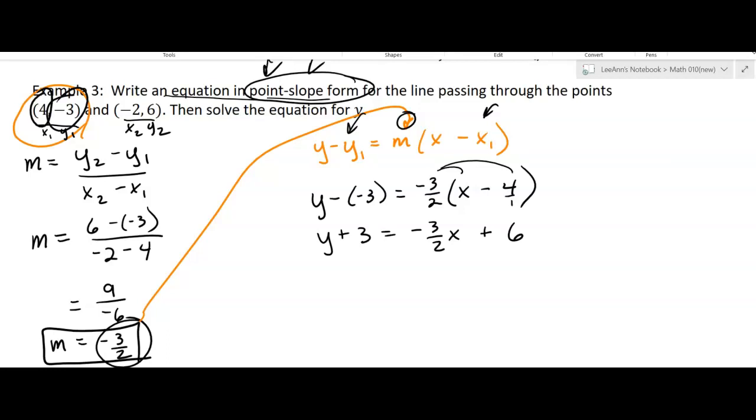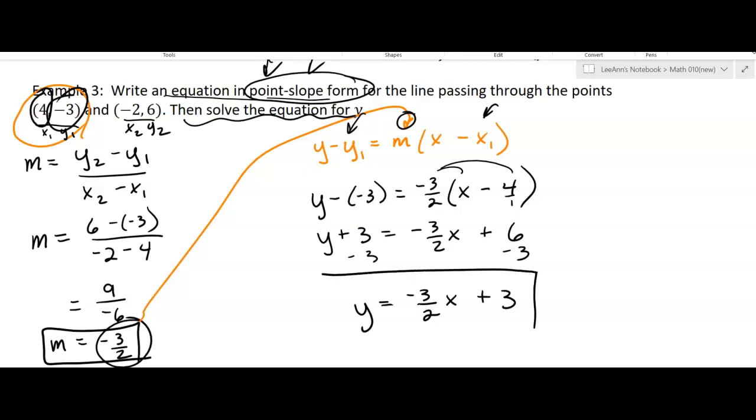Now, you might say, well, why are you keeping that fraction? Why didn't you get rid of the fraction? We want to solve for y. So we want to get y by itself. So it's going to be easier if we just leave that fraction for the slope. We'll just deal with that. Okay, I just need to subtract 3 from both sides. And then I'm going to have y equals negative 3 halves x plus 3. And that would be the equation then of the line where you have solved for y.